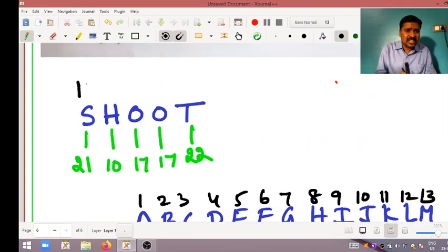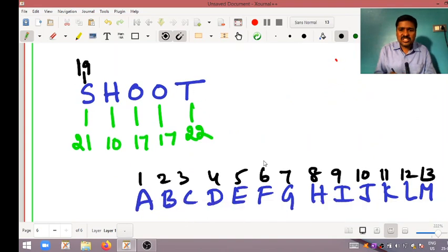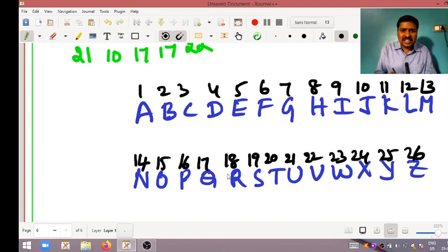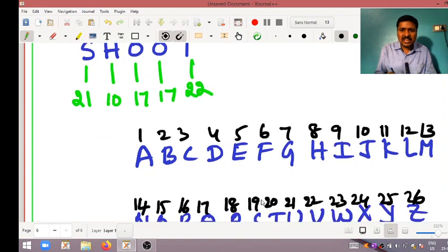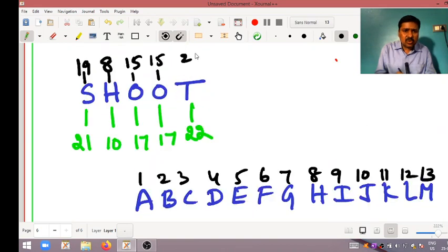Originally S is coded as 19. H coded as 8. O coded as 15, again O as 15, and T coded as 20. So comparing this coding and that coding, plus 2 is increased.